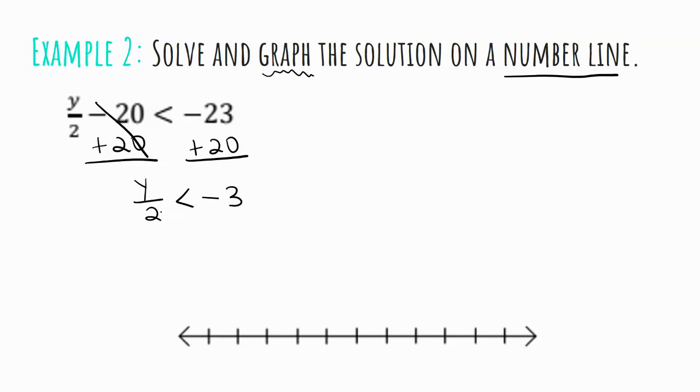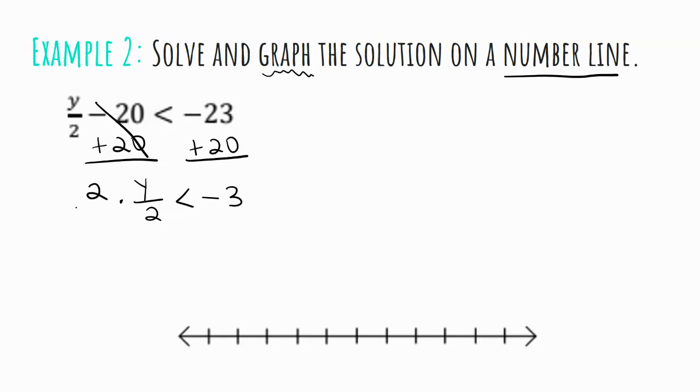Now, I have to get rid of this 2 in the denominator. So, this is technically division. Whenever I have a number in the denominator, I was dividing. So to undo my division, I need to multiply by 2.